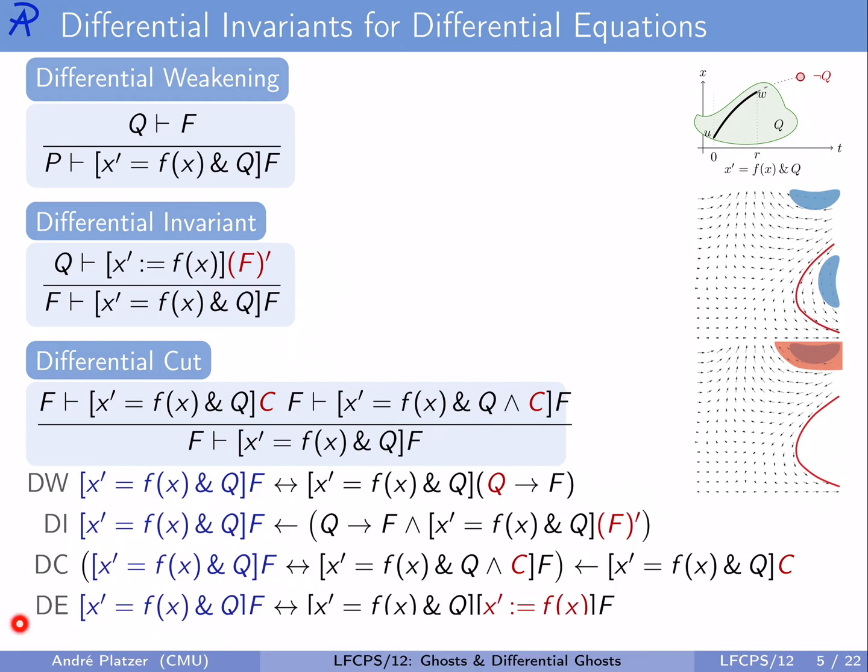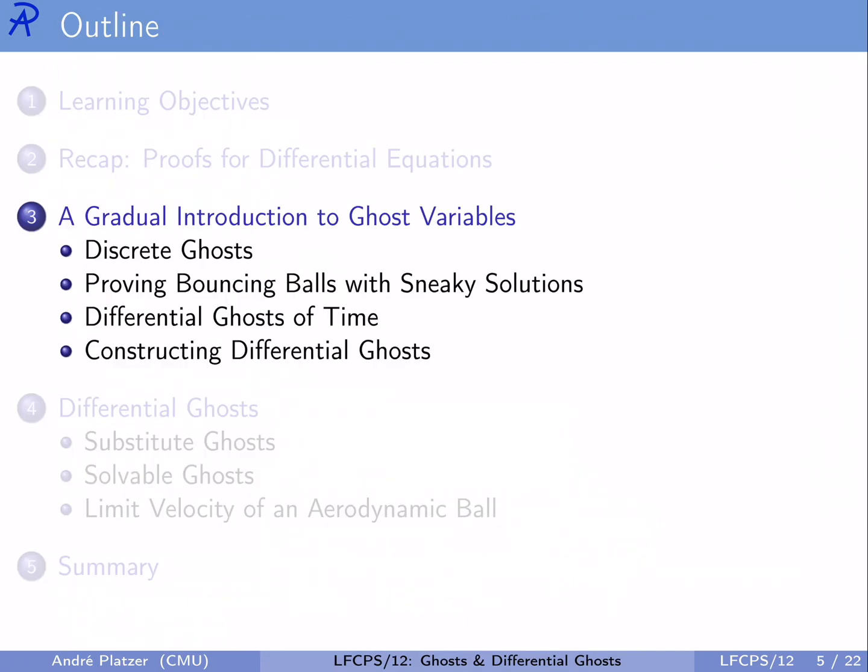Also remember, there was a differential effect axiom that we used to tease out in an assignment the effect that a differential equation has on its primed symbols. After this review, let's spend some time to gradually motivate and introduce ghost variables. Well, of course, ghost variables are meant to be introduced in any case into the proof, but the point is we will one step at a time understand what we could possibly be using them for before we get to the actual differential ghosts topics.